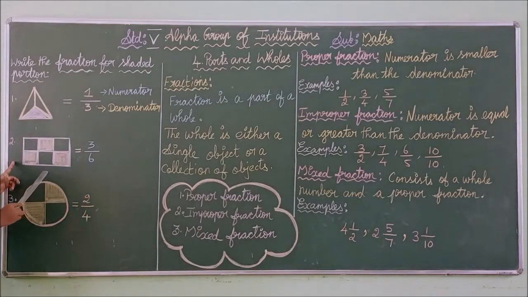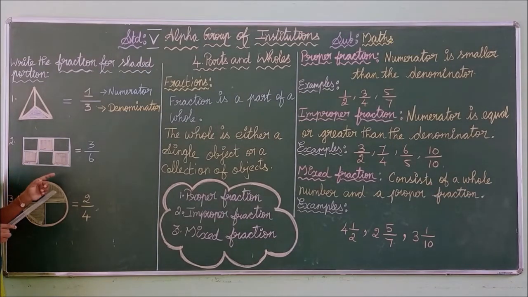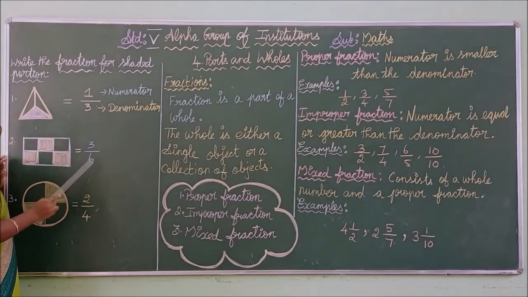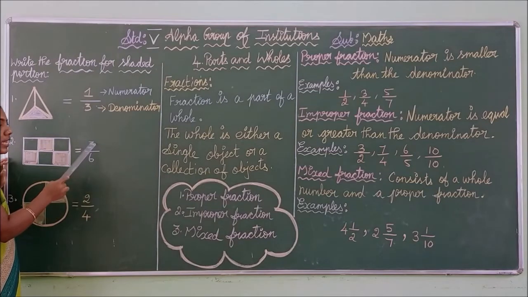See the next one. What is the shape of this? Yes, it is a rectangle. How many parts are there in total? 1, 2, 3, 4, 5, 6. There are 6 equal parts. So, in the denominator, you have to write the number 6. How many parts are shaded? 1, 2, 3. 3 parts are shaded. So, you have to write 3 as the numerator. So, our answer is 3 by 6. Do you understand, children?